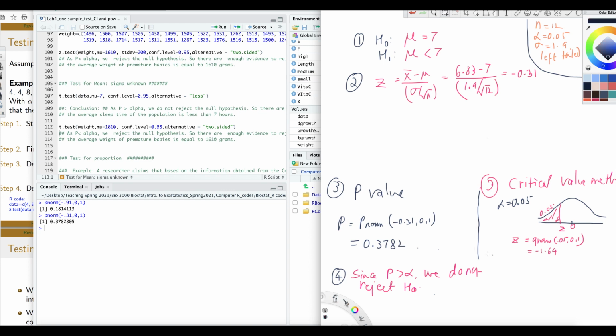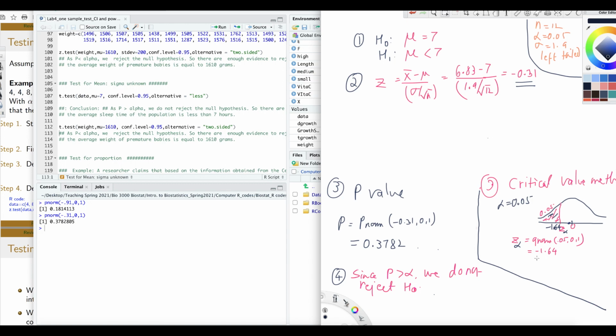Okay, how about the critical value method? What is our test value? Negative 0.31, right? This is the test value. Does this test value fall in the shaded region or the non-shaded region? The critical value, which we denote by z alpha, is negative 1.64. That's what we found here. Does the test value fall in the shaded region? Definitely it falls here, right? Because negative 0.31 is to the right of negative 1.64.